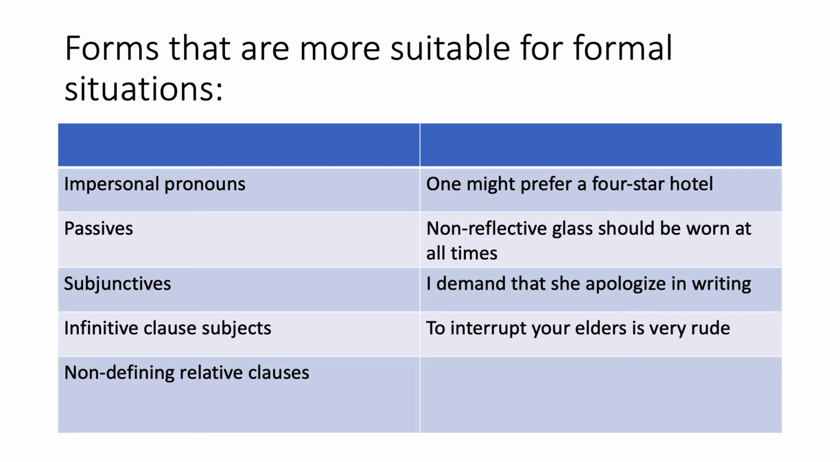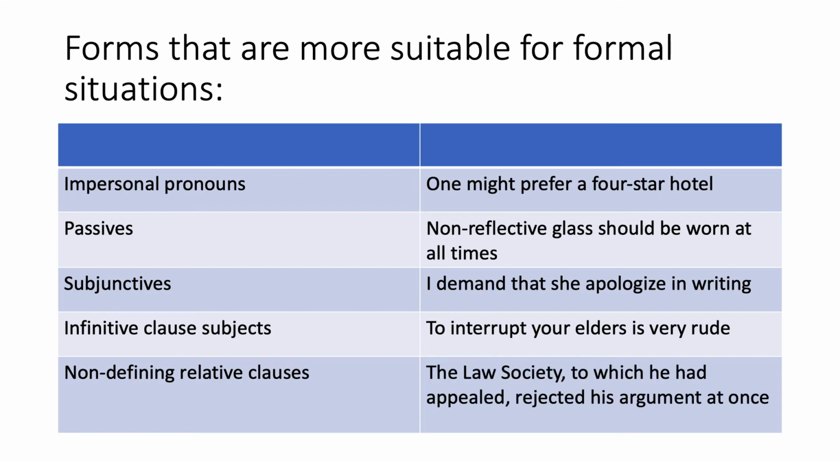And we use non-defining relative clauses in formal English especially. These are clauses that add extra information to a sentence and are set apart by a comma. The Law Society, to which he had appealed, rejected his argument at once. That middle part, that non-defining relative clause to which he had appealed, is added in for more information.